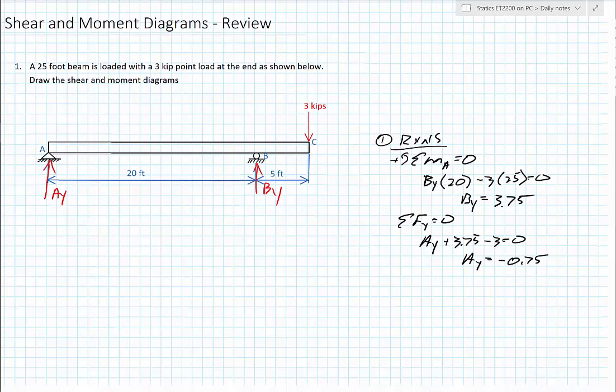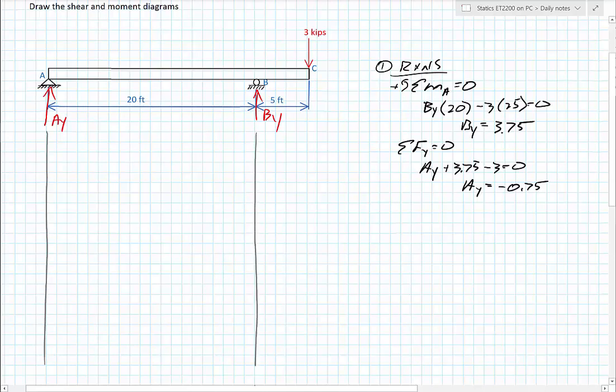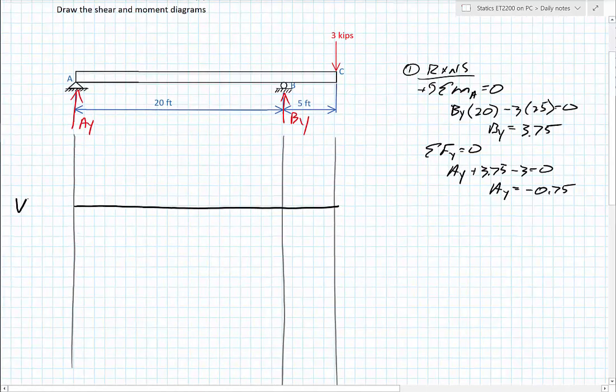So the first step that I do is I draw those reference lines, and I would have one at each one of these supports, one at each load. In this case, there's just one at the end of the load. And then let's start by looking at our shear force, V. So I'm going to label it V. Units in this case are kips, K.